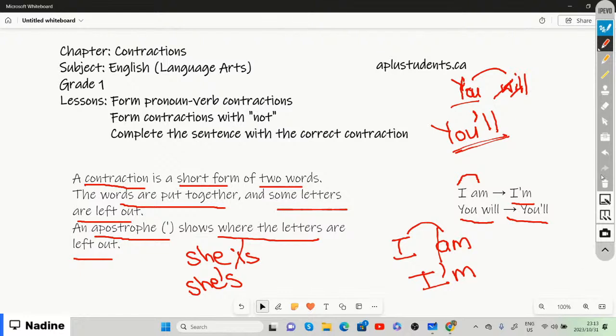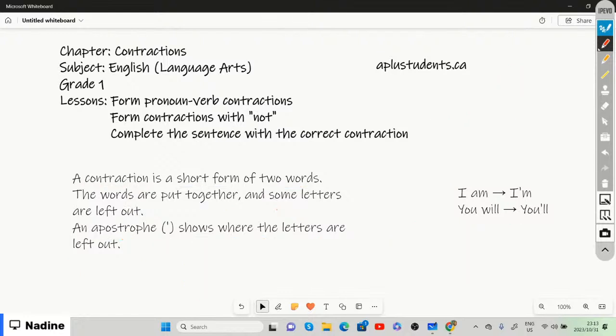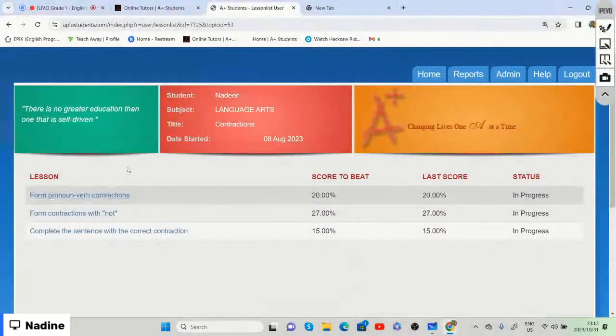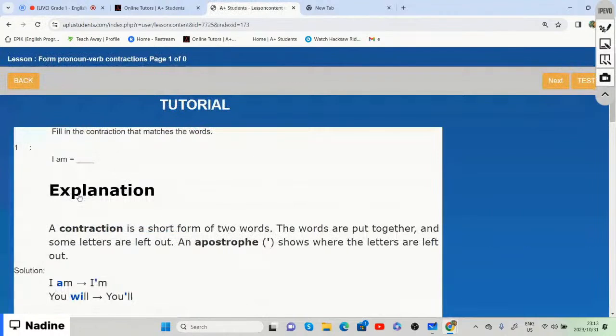So now we said our tutorial lesson is on a+students.ca. So let's go to a+students.ca. All right, so we're going into our first lesson, which is to form pronoun verb contractions.